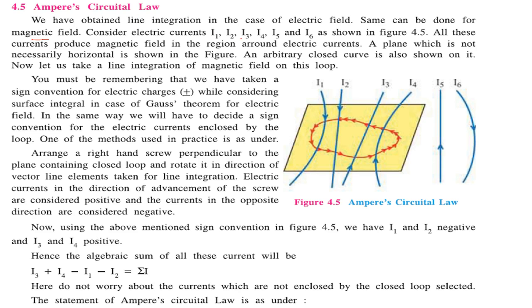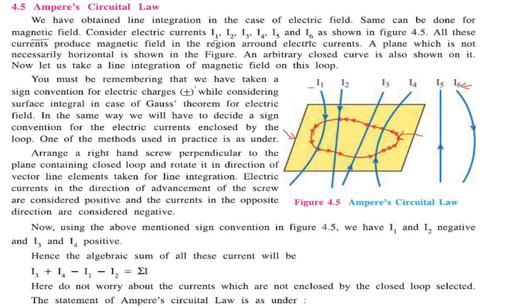We can consider electric currents like I1 to I6, as you see here. All these currents produce a magnetic field in the region around them. So, a plane which is not necessarily horizontal, an arbitrarily closed curve, this red curve is also shown. So let us take a line integration of the magnetic field on this loop.